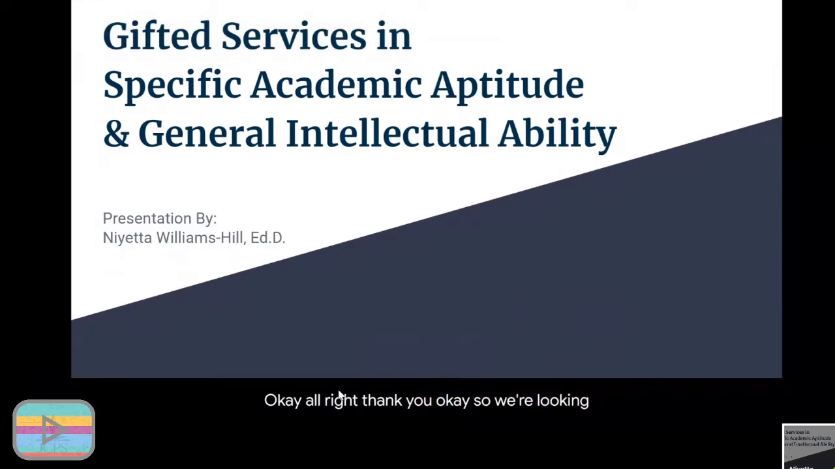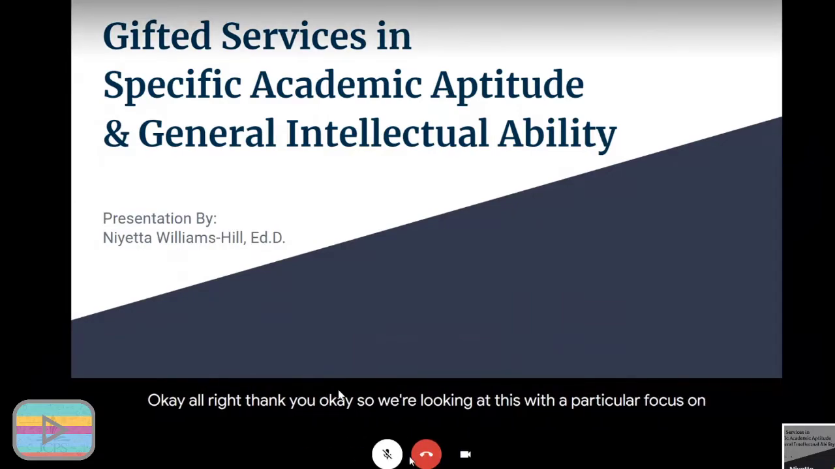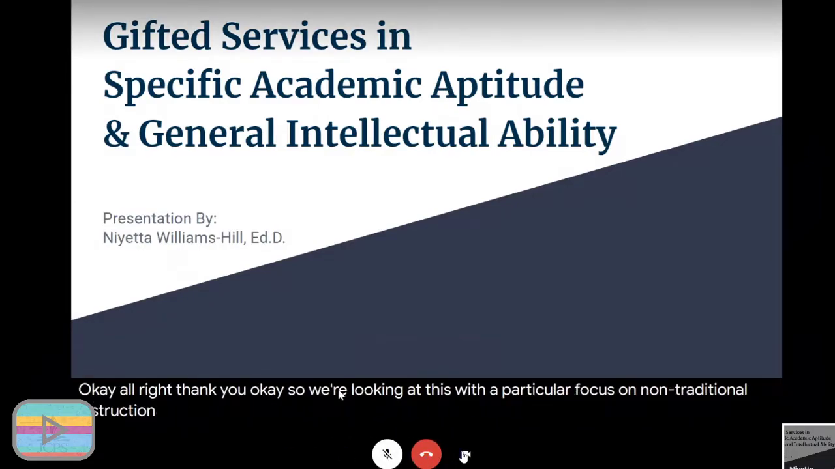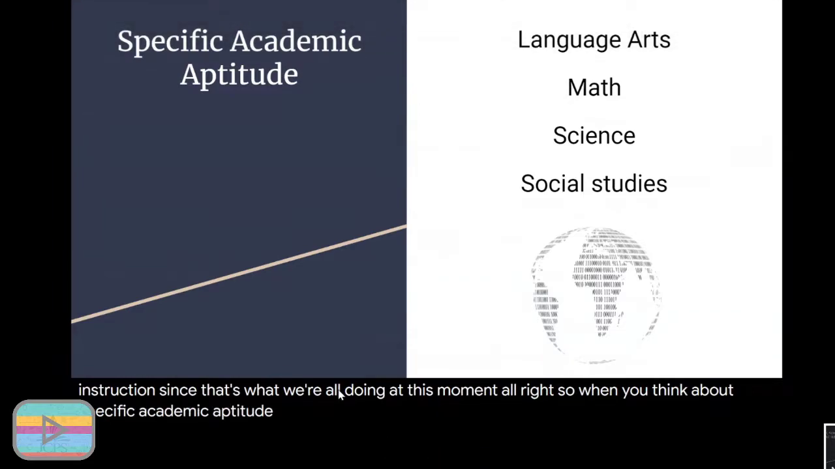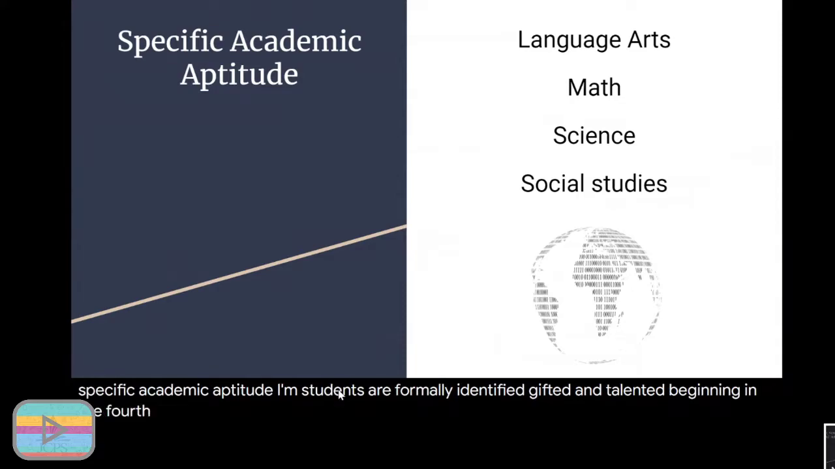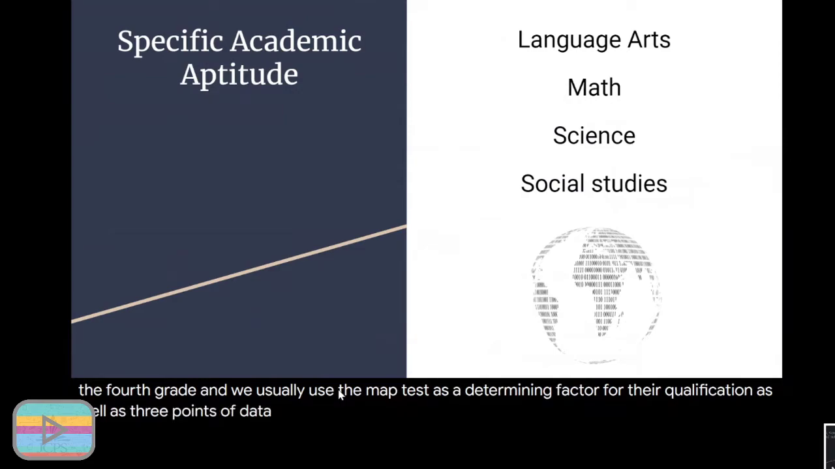Okay, so we're looking at gifted services in specific academic aptitude and general intellectual ability with a particular focus on non-traditional instruction, since that's what we're all doing at this moment. When you think about specific academic aptitude, students are formally identified gifted and talented beginning in the fourth grade. And we usually use the MAP test as a determining factor for their qualification, as well as 3 points of data. So they may qualify in language arts, math, science, or social studies.